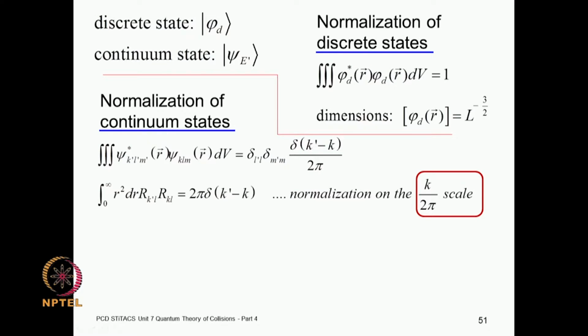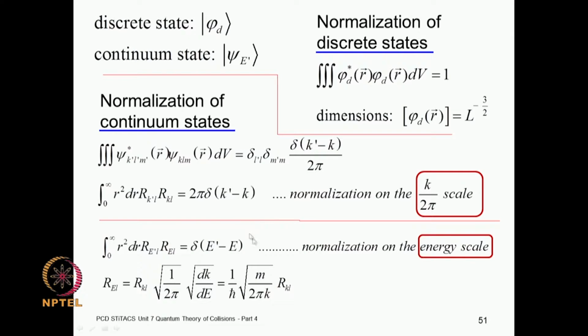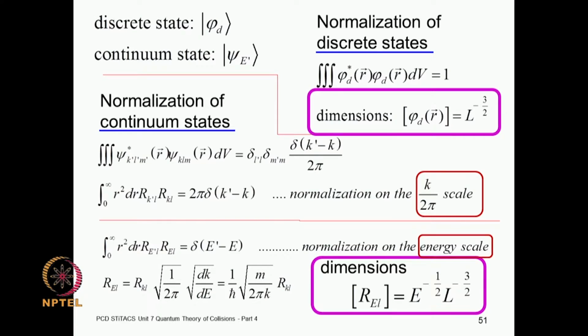You can normalize them on a k over 2 pi scale, as we have discussed earlier in scattering theory, and you can also normalize them on the energy scale. If you normalize them on the energy scale, then the dimension of the functions would be E to the minus 1/2 times L to the minus 3 by 2. So, mind you, the dimensions of the discrete states and the continuum states are different because of how we have chosen the normalization. That is something you must keep in mind.